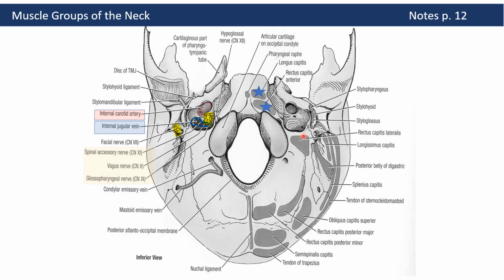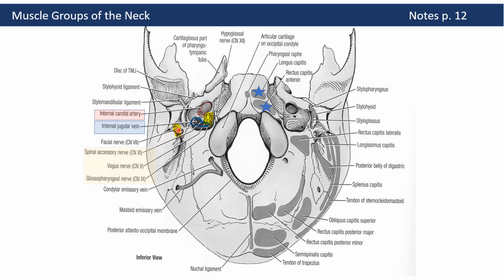While we're on this slide, though, we can go on and take a closer look at the internal carotid artery entering the carotid canal and the jugular vein, which is exiting the skull through the jugular foramen, accompanied by the spinal accessory nerve, vagus, and the glossopharyngeal nerve. So that's cranial nerve 11, 10, and 9, respectively.